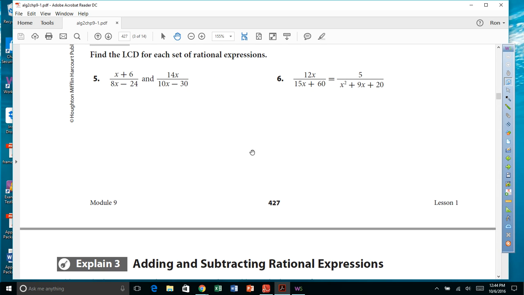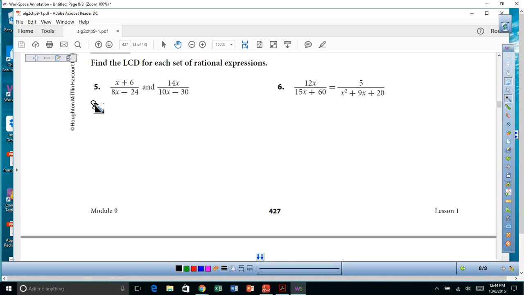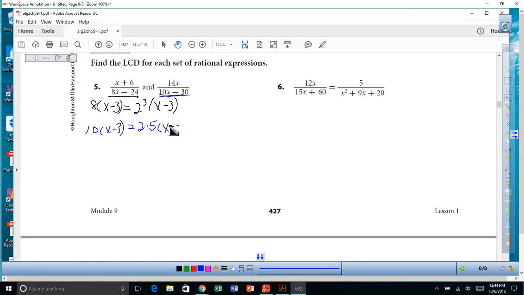Your turn. Find the least common denominator for each set of rational expressions. So let's take a look. We got 8x minus 24, so that's going to be 8 times x minus 3. Well, 8 can be factored some more. That's going to be 2 to the third times x minus 3. What about 10x minus 30? Well, we can factor 10 out, so we got 10 times x minus 3. And 10, that's 2 times 5 times x minus 3.